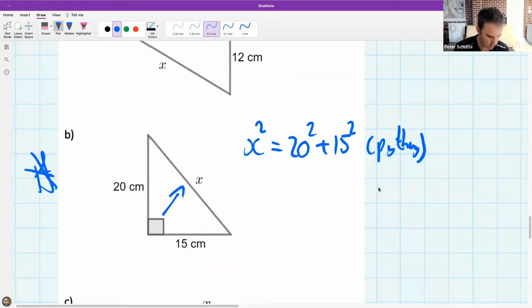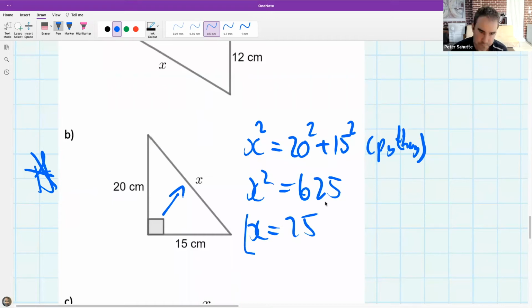And we should get that. And if we square root both sides, we should get 25.